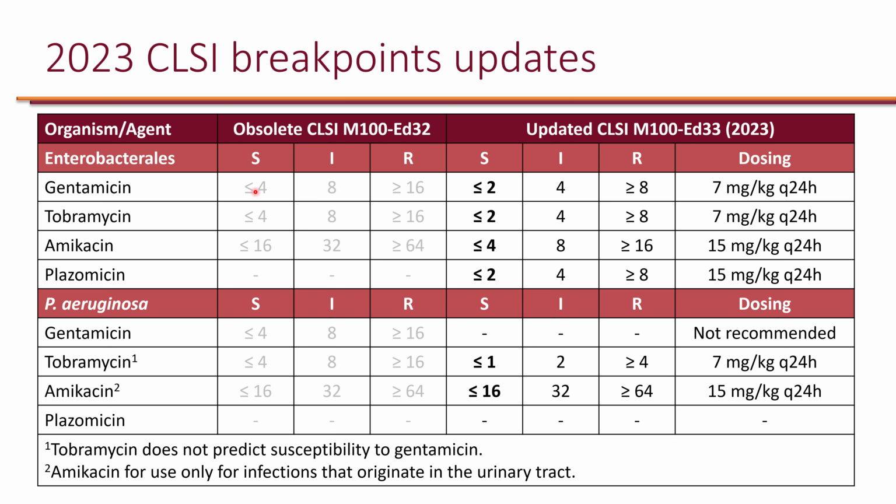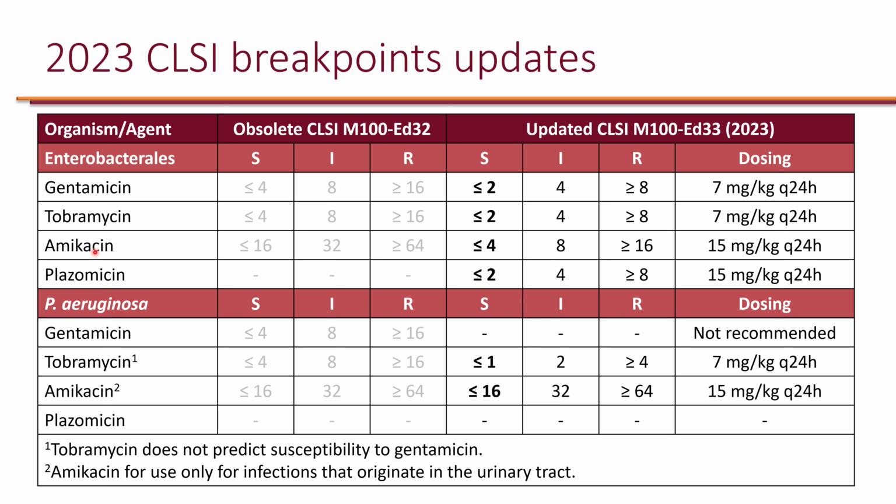So previously an MIC of 4 or less was considered susceptible for gentamicin and tobramycin. That has been lowered to less than or equal to 2. And this is assuming the most common dosing nowadays, 7 milligram per kilo once a day. This regimen is really designed to get a concentration of around 2. So an MIC of 2 or less was decided based on many factors, including the dosing we use, the pharmacokinetics and pharmacodynamics, as well as clinical studies that are out there.